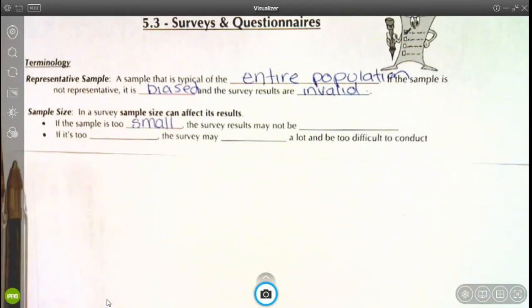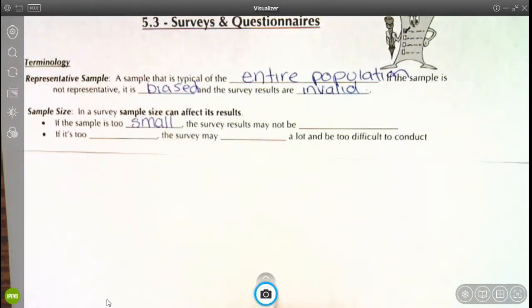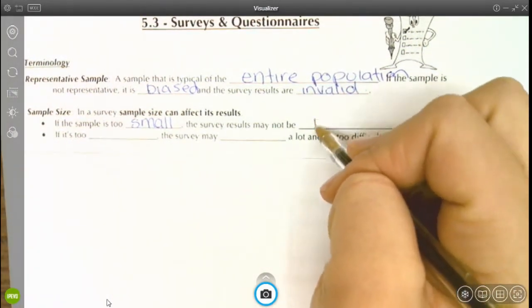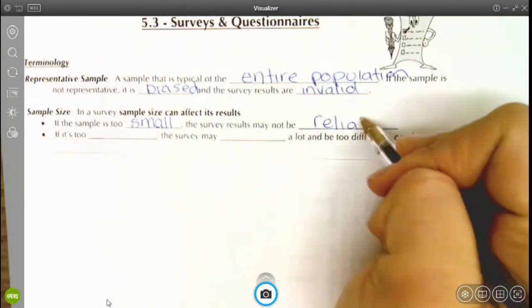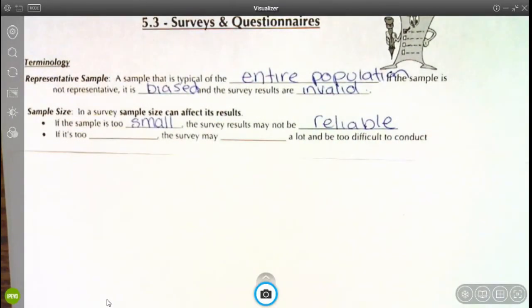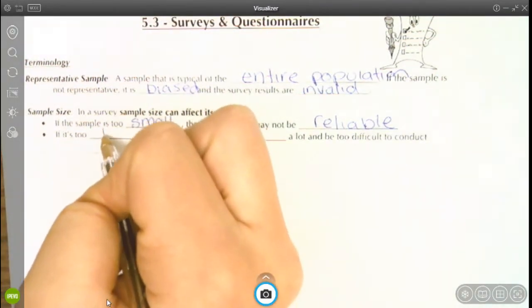Next, we're talking about sample size. In a survey, sample size can affect results. You want the biggest sample that you can collect, because the bigger the sample, the more accurate it's going to be. So if the sample is too small, the survey results may not be reliable. However, if it's too large, the survey may be costly and it's just too difficult to conduct.